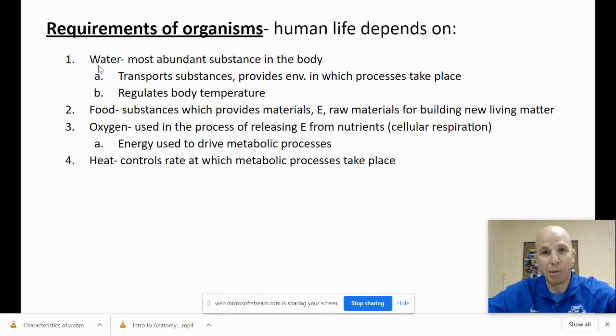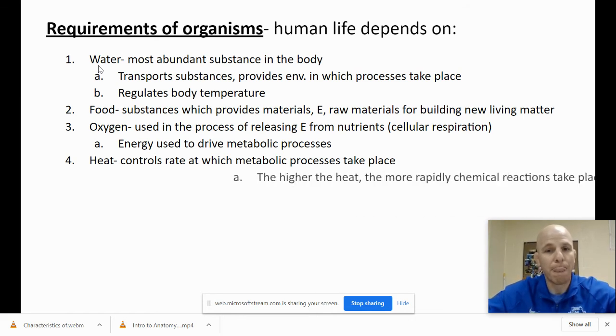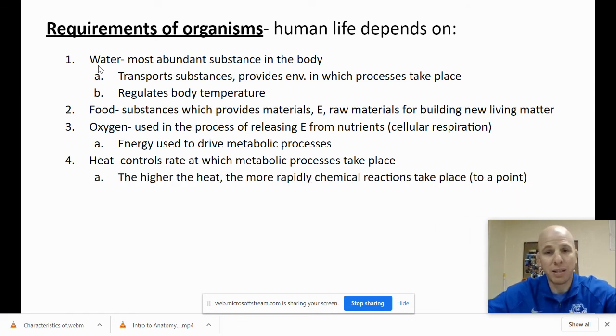If we remember back from biology, we have these things called enzymes that function at a set range or optimal conditions. And if our body gets out of those optimal conditions, they don't function real well. Okay, the higher the heat, the more rapidly chemical reactions take place, to a point.